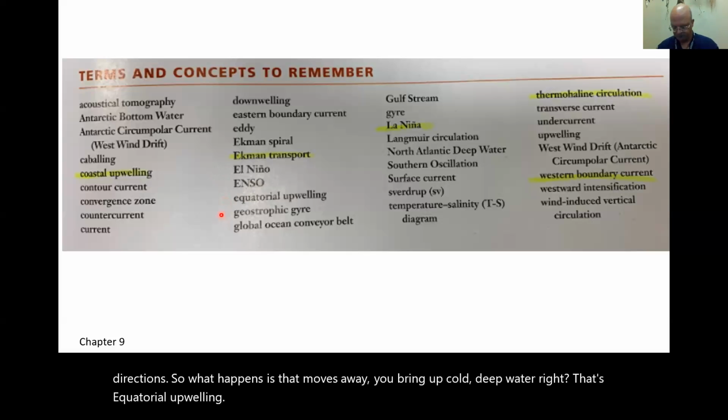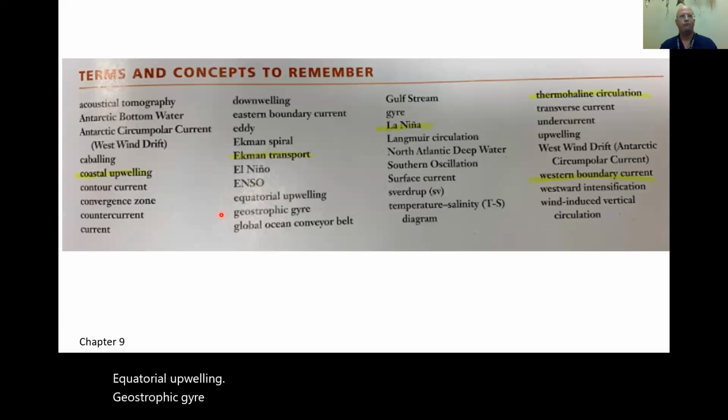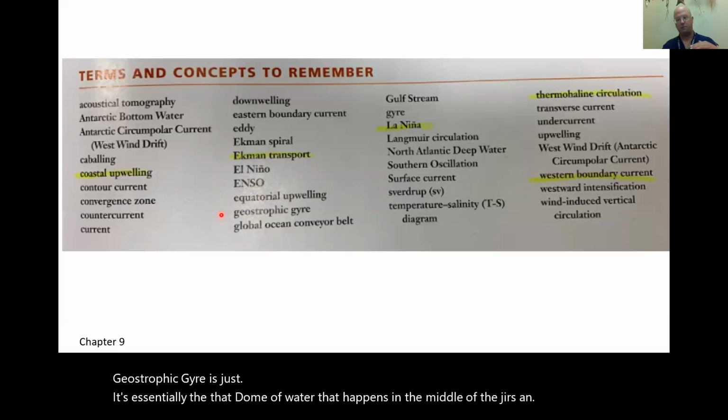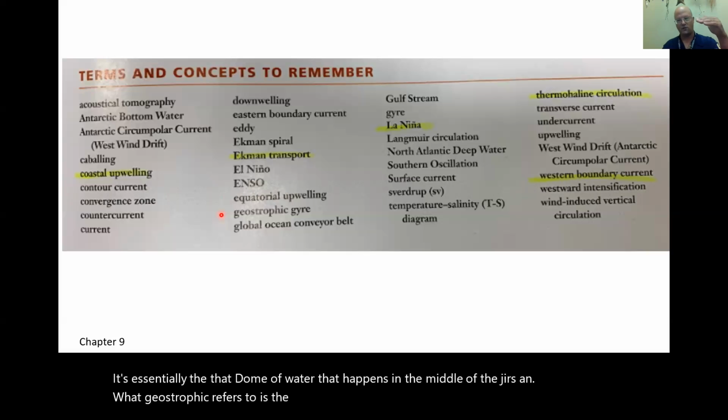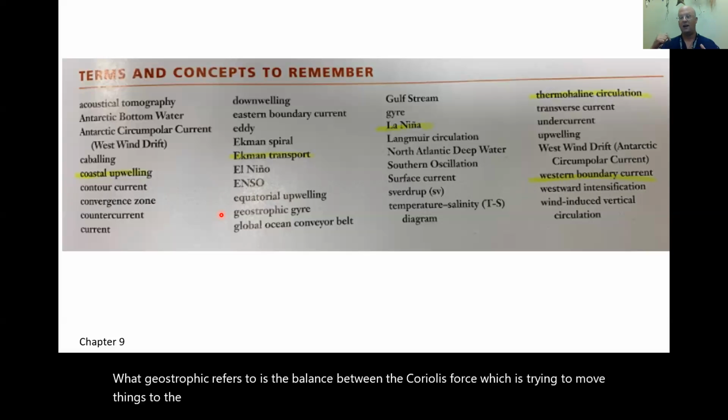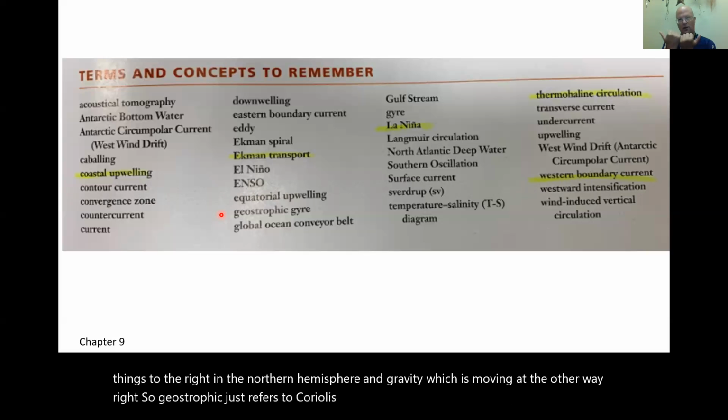Geostrophic gyre is essentially that dome of water that happens in the middle of the gyres. And what geostrophic refers to is the balance between the Coriolis force, which is trying to move things to the right in the northern hemisphere, and gravity, which is moving it the other way, right? So geostrophic just refers to Coriolis and gravity, the interaction between the two.